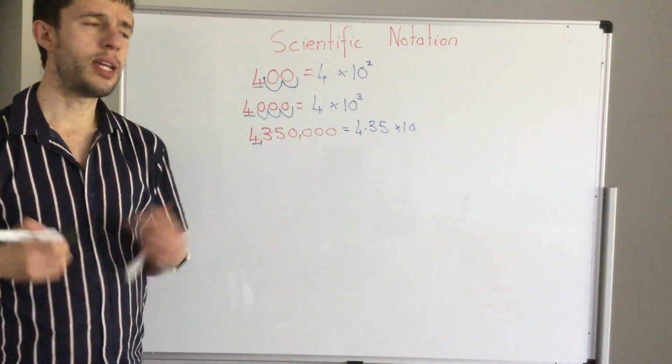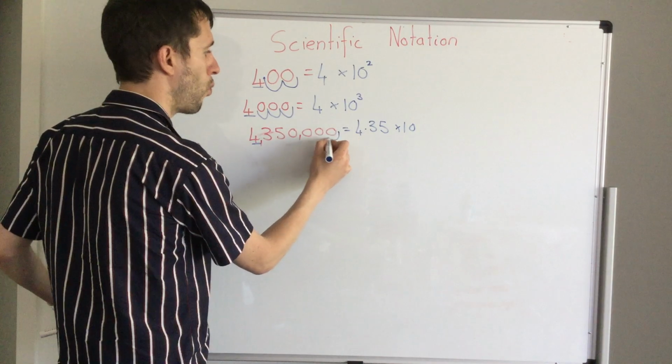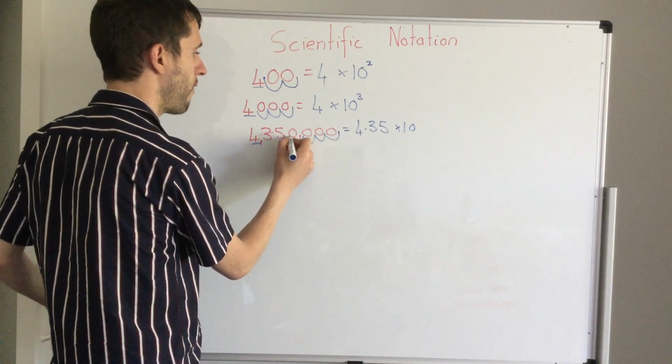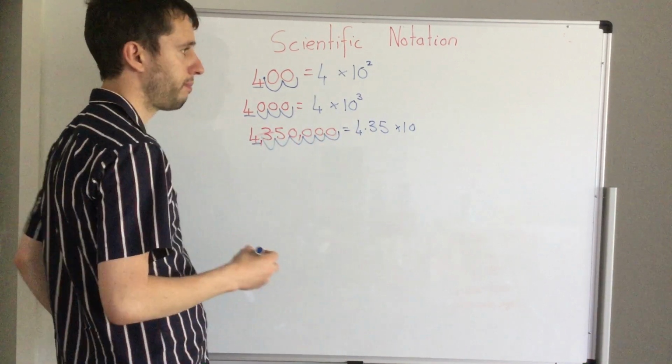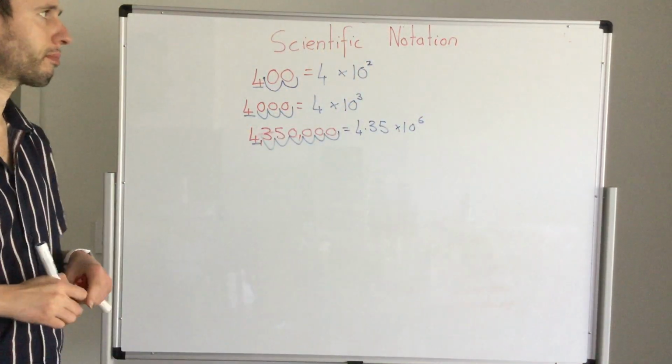How many spaces do I need? I need to move the decimal place 1, 2, 3, 4, 5, 6. So it's 10 to the power of 6.